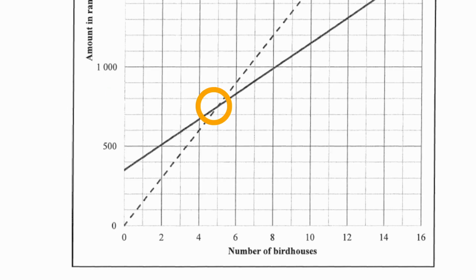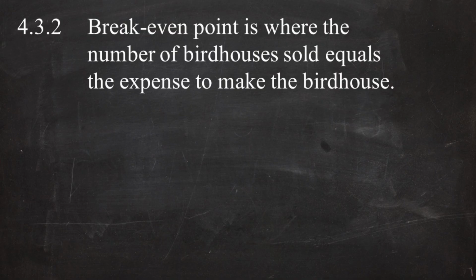The break-even point is the exact number of birdhouses Itumeleng needs to sell in order to cover all his costs. If he sells fewer than this number, he will lose money. If he sells more, he will start making a profit. So it's a very important number for Itumeleng to know because it helps him understand how many birdhouses he needs to sell just to cover his costs before he starts making any profit. In short, break-even point is where the number of birdhouses sold equals the expense to make the birdhouse.